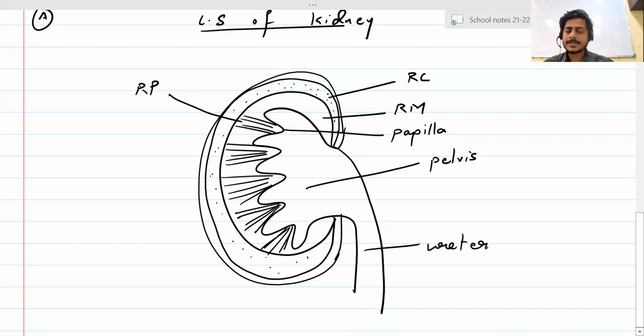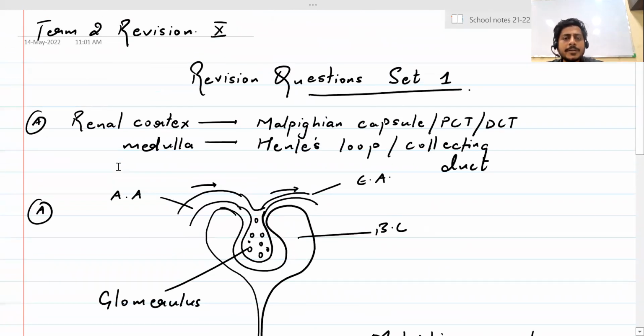Make sure you write full forms and give the title. The first one was, why is the cortex showing a dotted appearance? Because it has the Malpighian capsule, the PCT, the DCT. The medulla shows a striped appearance because it has Henle's loop and collecting duct.